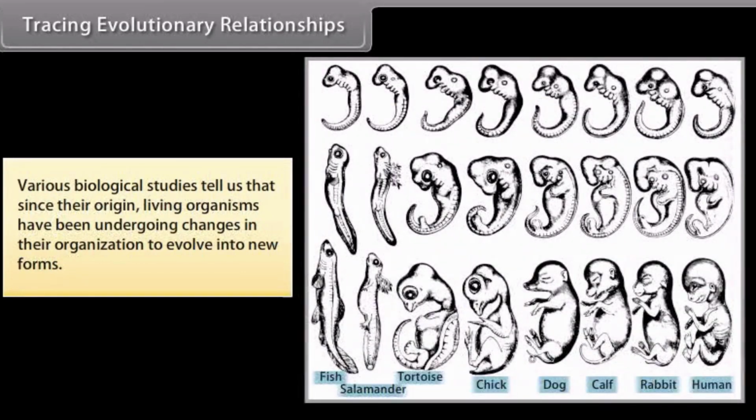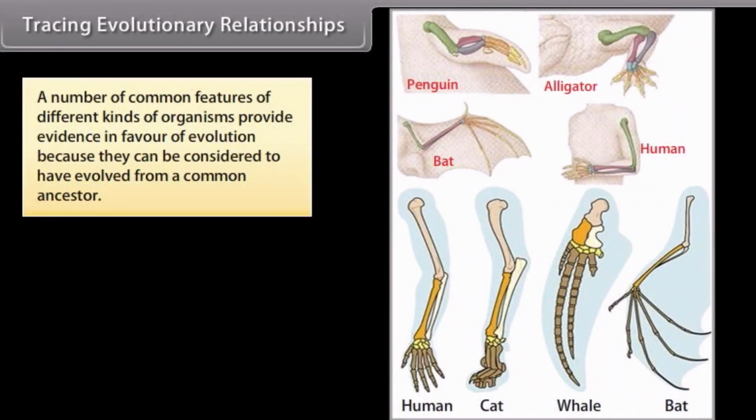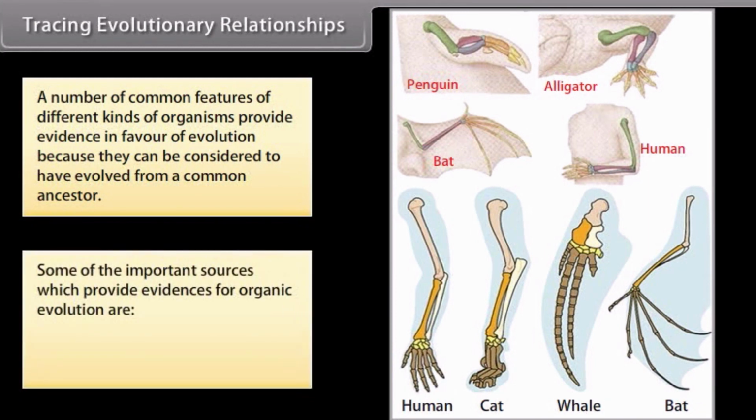Various biological studies tell us that since their origin, living organisms have been undergoing changes in their organization to evolve into new forms. A number of common features of different kinds of organisms provide evidence in favor of evolution because they can be considered to have evolved from a common ancestor. Some of the important sources which provide evidences for organic evolution are homologous organs, analogous organs.